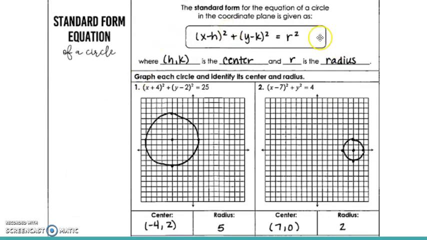The equation for a circle is on your formula sheet, so you don't have to remember that formula. Just remember that h and k are your center and r is your radius.